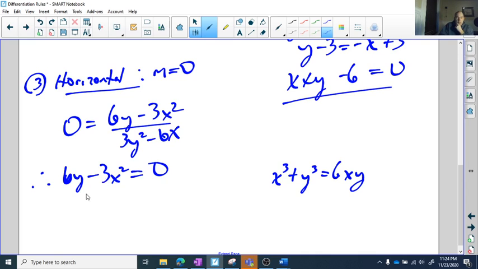Well, I would think I'd rearrange. This one's probably the easiest one to rearrange. Let's get 6y equals 3x squared. So the easiest to isolate is to get y equals. Y would be 3 over 6 x squared, or y equals a half of x squared.